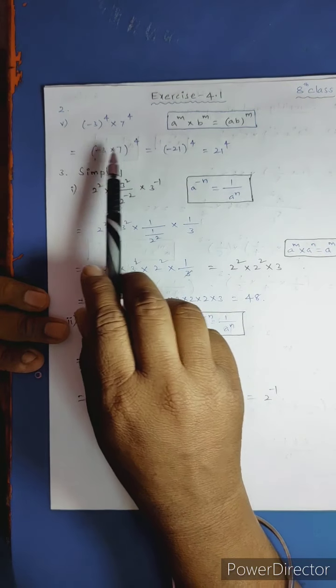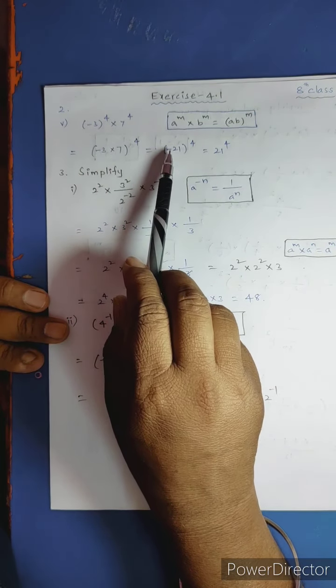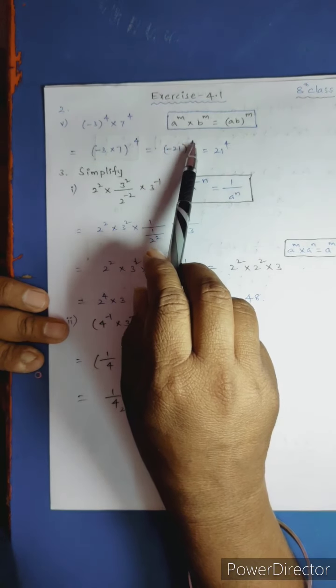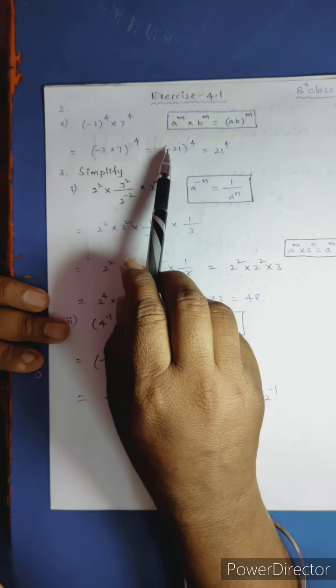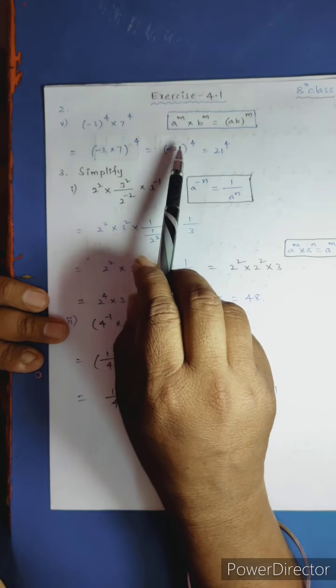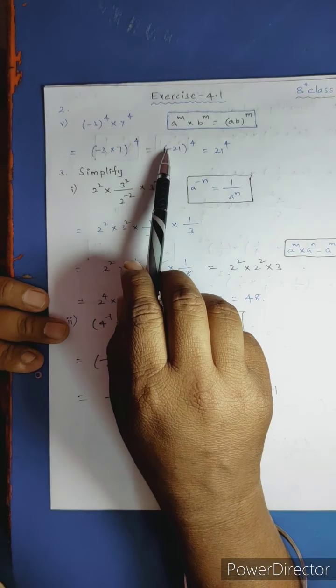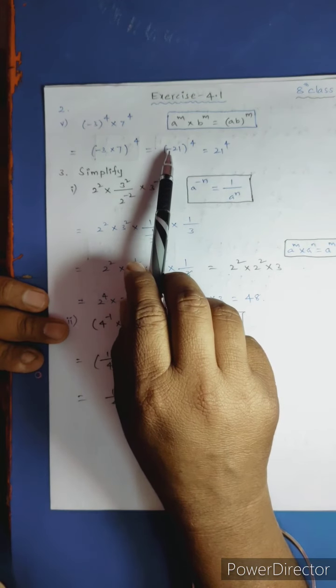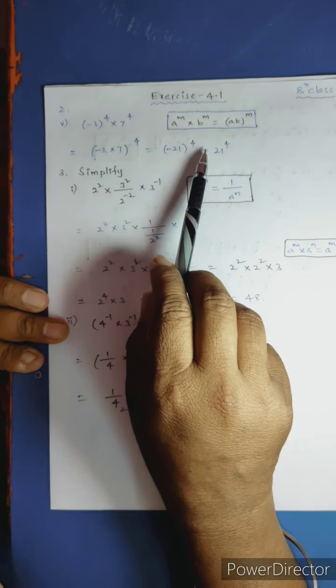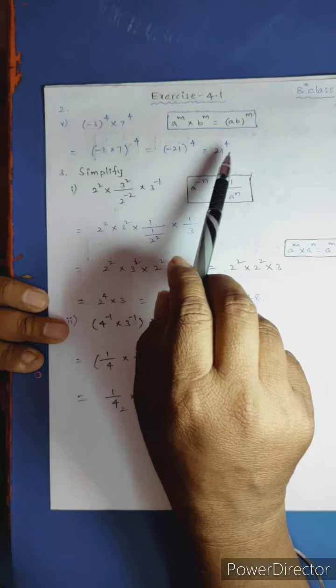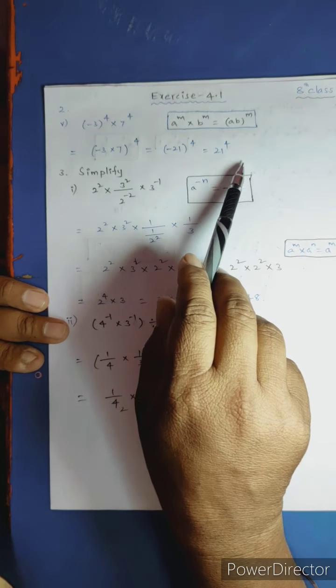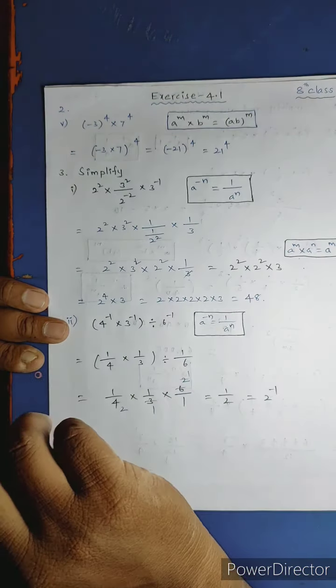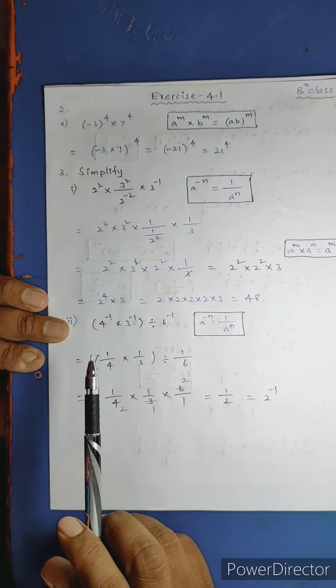3 7s are 21. Minus into plus is minus. Minus 21 whole power of 4. This power belongs to minus, this power belongs to 21. It means minus 4 times, 21 also 4 times. When you multiply minus 4 times it gives plus. 21 whole power of 4, or we can do the multiplication, 21 4 times.